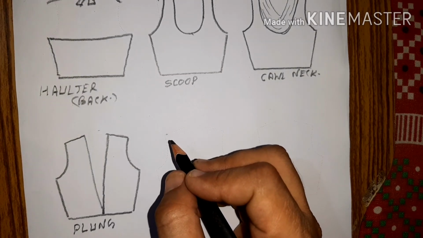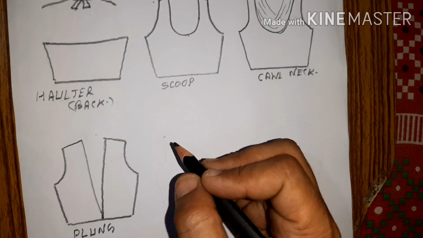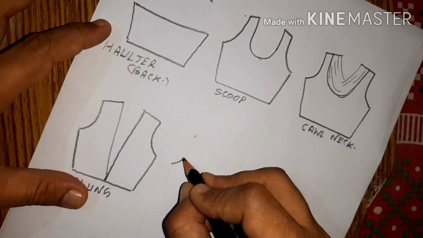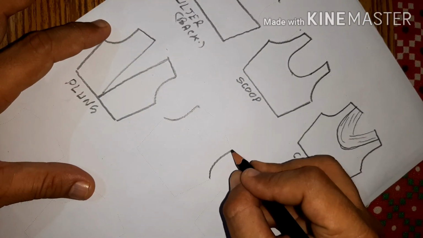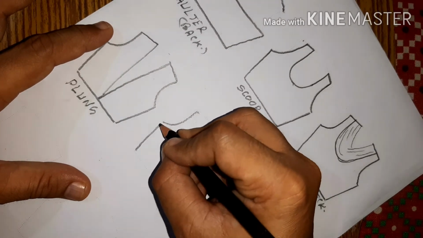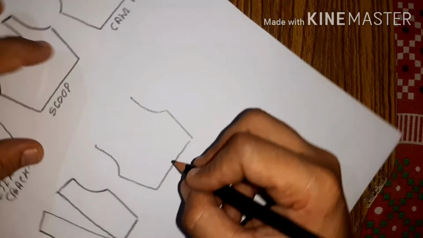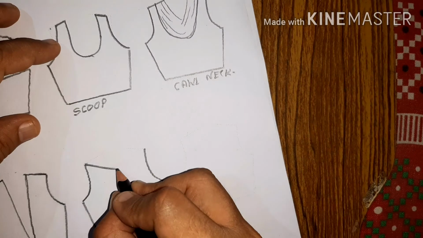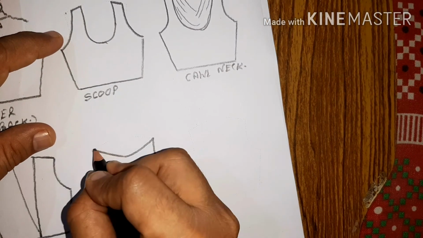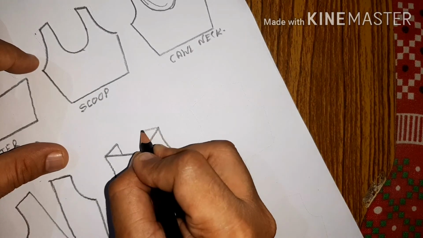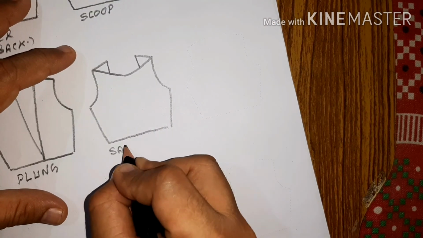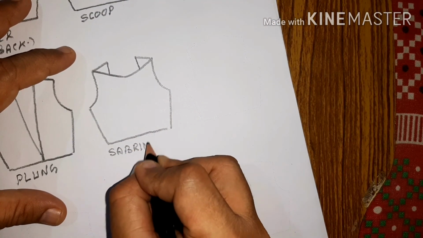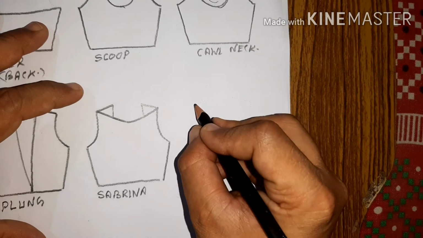Next is the Sabrina neckline. This is a simple neckline, but generally used in tops, western tops and all. It has this impact on the shoulder. It has been designed with embroidery and all. It looks very beautiful sometimes.